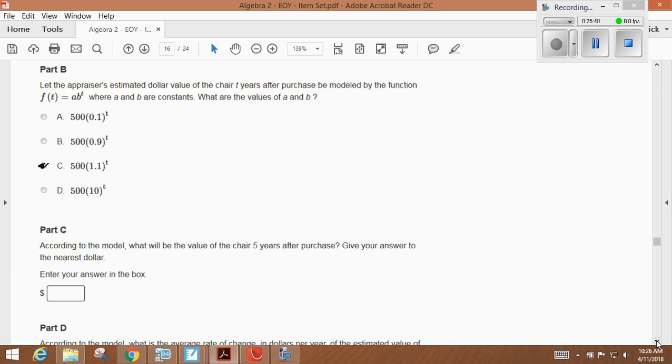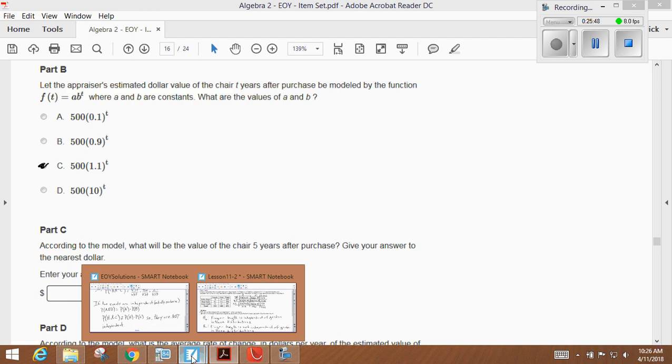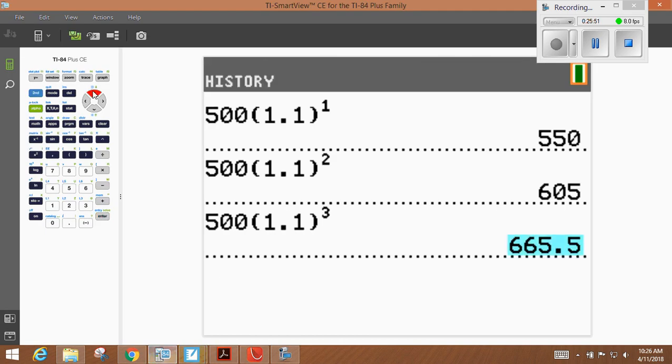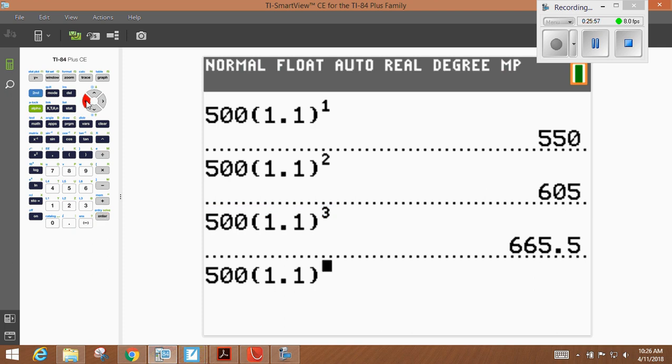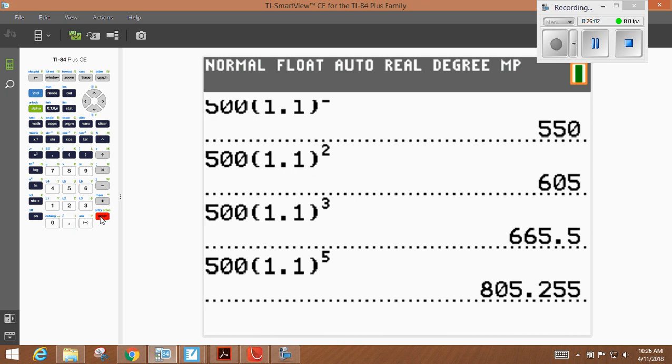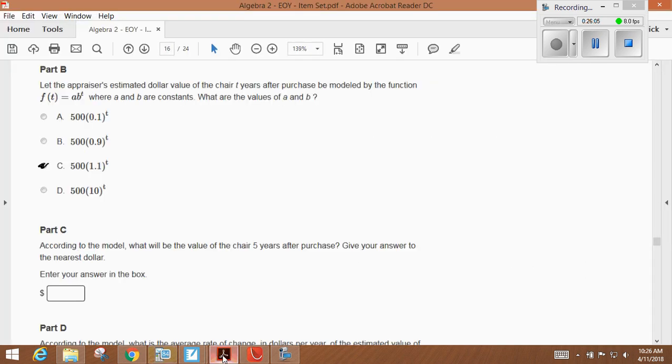Okay. This wants to know for 5. So the problem is if you got this one wrong, then C is going to be wrong, because in order to get C, you've got to plug in 5 here. So you get 805.255. That's what's going to go in here. Anyway, sorry. All these problems just insert stuff in like a formula. Yeah, that's it. That's all I've had to do.